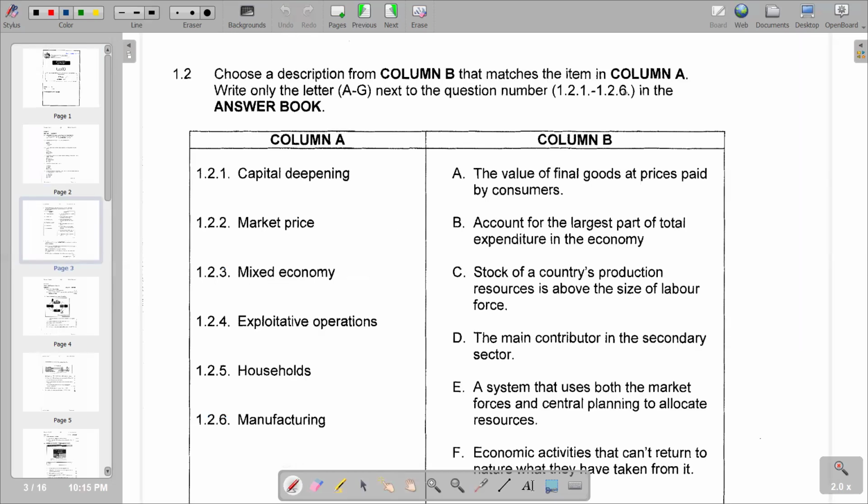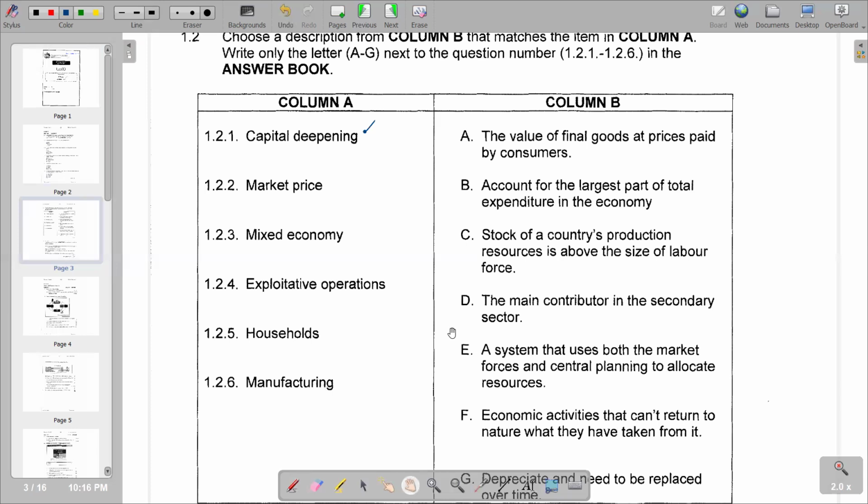So it is in column A, right? Only the letter A 1.2. The term that we have is capital deepening. According to the responses given, we have responses coming from A to G, so we can select which one is the most appropriate. You see that C is the most appropriate, which says stock of a country's production resources is above the size of labor force. A country's production resources come as capital. So we are saying capital being above the size of labor force.